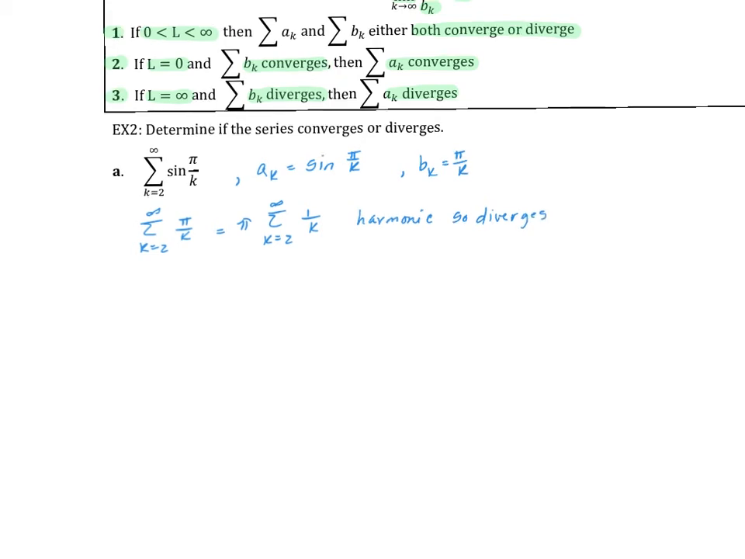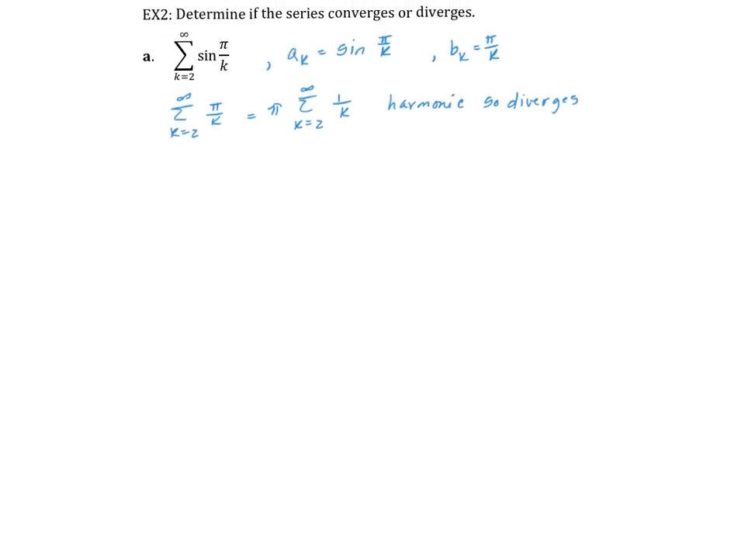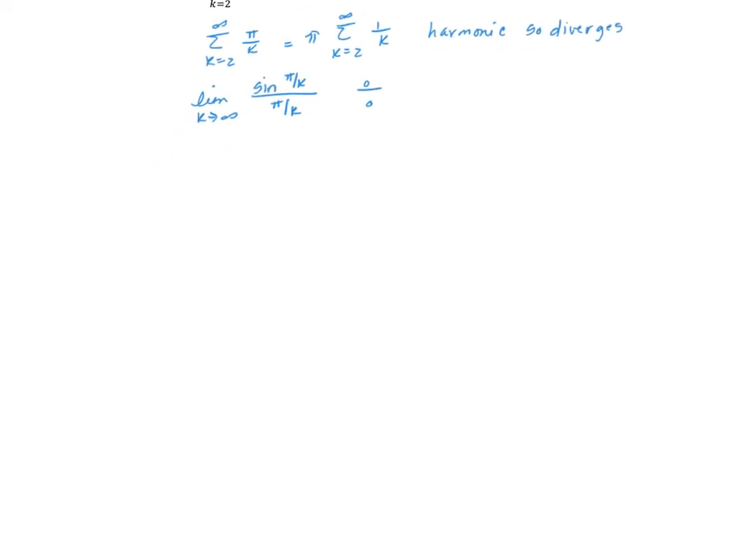Now all I have to do is take the limit. Again, I don't have to show which is smaller and which is larger. So the limit as k goes to infinity of sine of pi over k over pi over k. As k goes to infinity, that's sine of 0, which is 0. And in the denominator, as k goes to infinity, I have pi over infinity, which is also 0. This is an indeterminate form. What I'm going to do is simply take L'Hopital's, which means I'm going to take the derivative on the top.